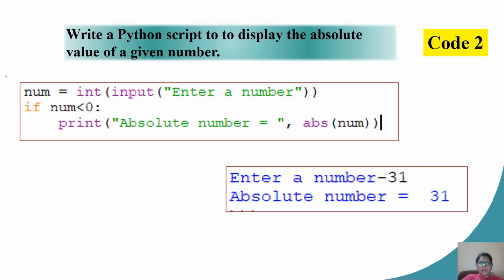Now we have another program that displays the absolute value of a given number. Absolute value is a mathematical concept which means printing the positive number in case the number is negative, right? So my program says int input, enter a number. If the number is less than 0, this is my condition, followed by a colon, I'll say print absolute number equal to, here I am using the abs function. It is an inbuilt function in Python which returns the absolute value. Please remember, this print statement is not going to execute if the number is greater than 0, or even equal to 0.